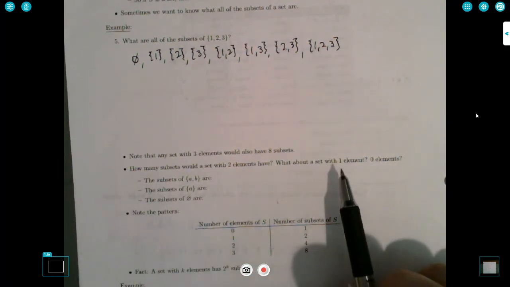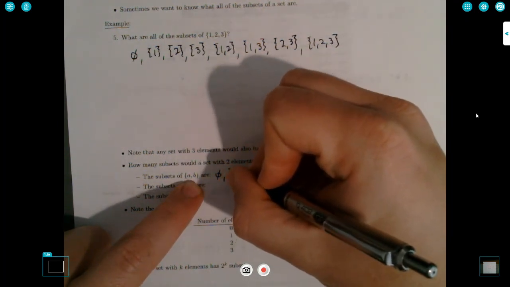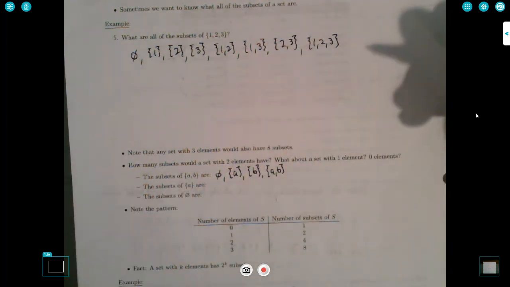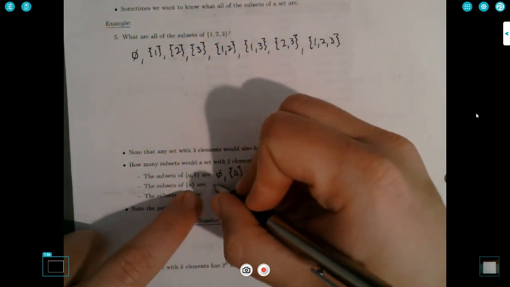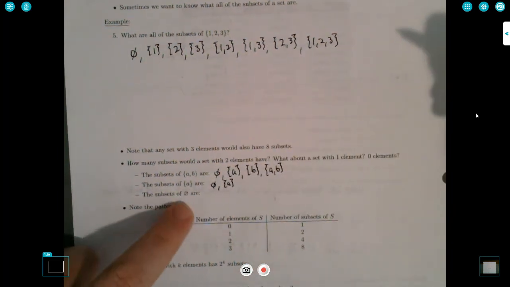Well, what about a set with 2 elements? How many subsets would it have? What about a set with 1 element? Or what about a set with 0 elements? Well, let's look at this. The subsets of the set {A, B} would be the empty set, the singleton containing A, the singleton containing B, and then the entire set {A, B}. So that's 4. What about just the singleton {A}? Well, the subsets of {A} are going to be the empty set and then the set itself. So 2 subsets there. And the subsets of the empty set are just the empty set.